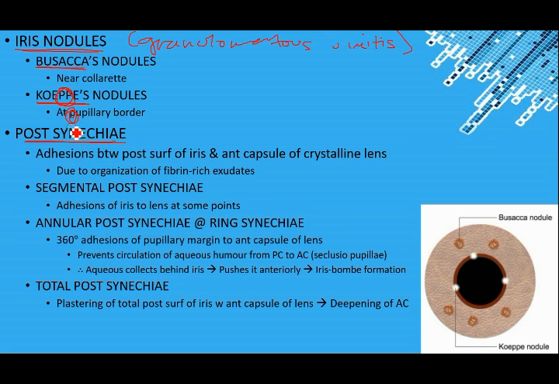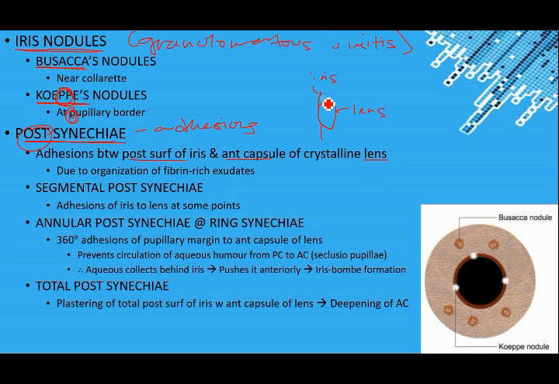Number two, there is synechiae. Very, very important. Now, what are synechiae? Synechiae are basically adhesions. So when I say posterior synechiae, the adhesion is between, let's say this is the iris, this is my lens. I'm going to draw that. Iris and lens. You can see there's adhesion between the posterior surface of the iris and the anterior capsule of the lens.